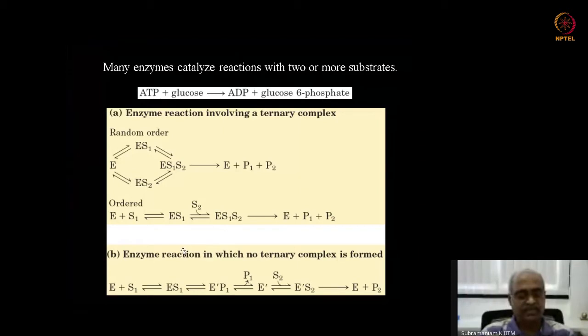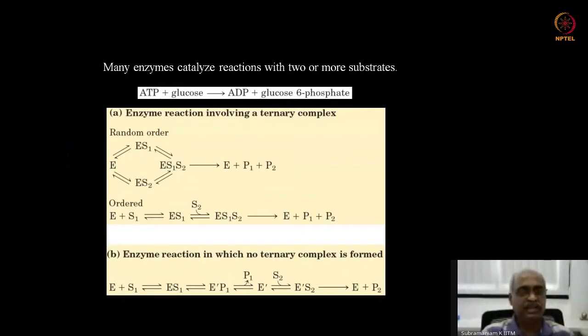And some enzyme reactions involve no ternary complex, where substrate 1 binds and gets converted, and then the first product is released, then the second substrate binds, and then that gets converted and product release happens.